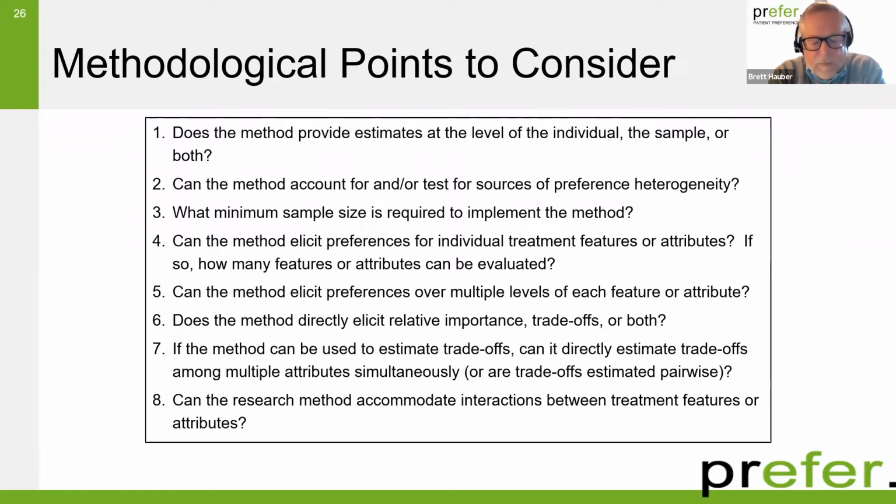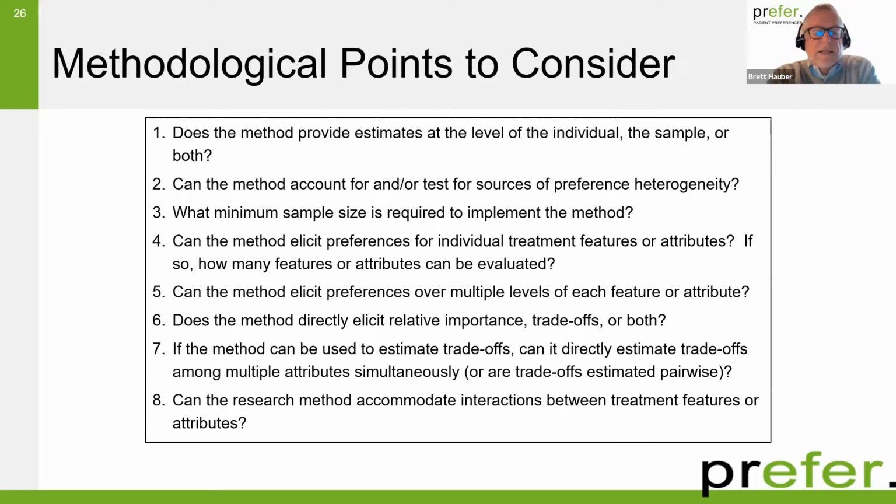Fourth, all of the 5 methods under consideration can estimate preference for individual attributes, but they differ in the number of attributes that they can address. Some methods focus on preferences for attributes or a single range for each attribute, while others focus on preferences for changes in attributes across multiple levels. And finally, some methods primarily estimate relative importance, and trade-offs can be inferred from the relative importance, while some methods do it the other way around, where we first estimate trade-offs among the attributes and then use that information to calculate relative importance of the attributes.